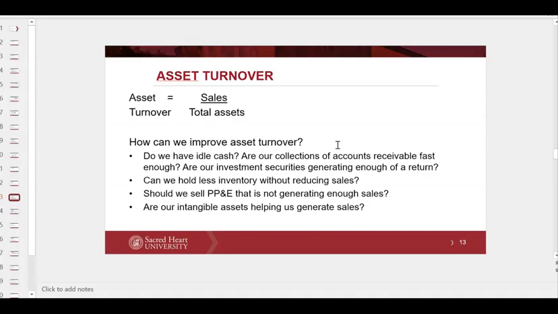Can we hold less inventory without, of course, impacting our sales? Can we have a higher inventory turnover, get our stuff in and sell it quickly without having to tell customers that we don't have any merchandise for them? Should we sell some plant, property, and equipment because it's not being used enough? And are our intangible assets helping us generate sales?